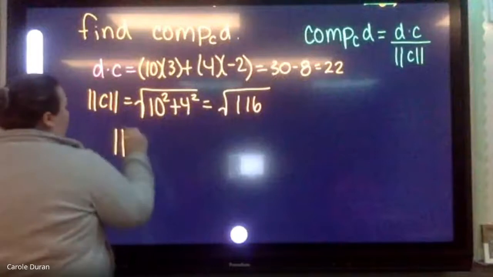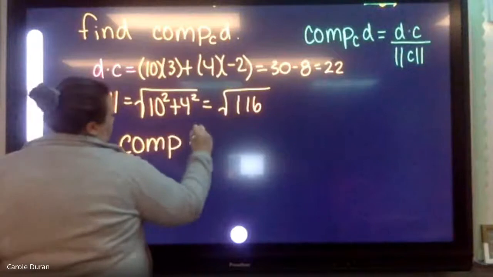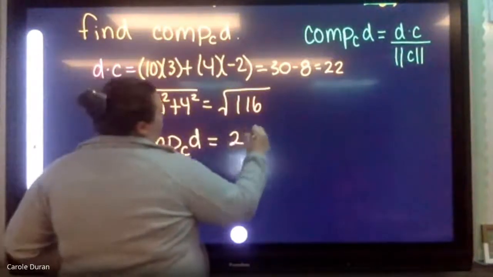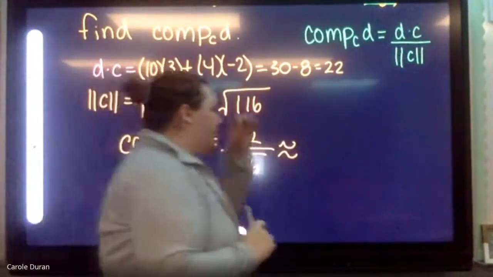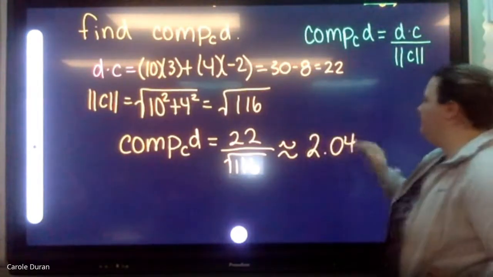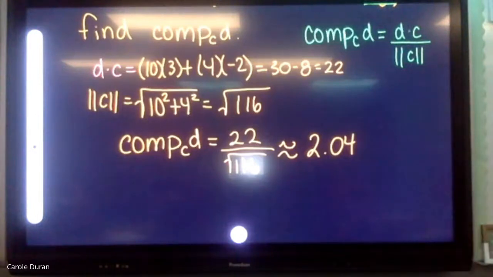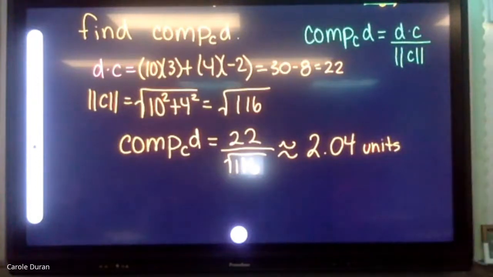I go ahead and I put that in my calculator. And it's going to be 22 divided by the square root of 116. And I would like the decimal to the 10th place, please. No, let's go hundredths place. That seems better. So the component of D on C is approximately 2.04 units. We're going to put units on here because this is technically a length on a vector.